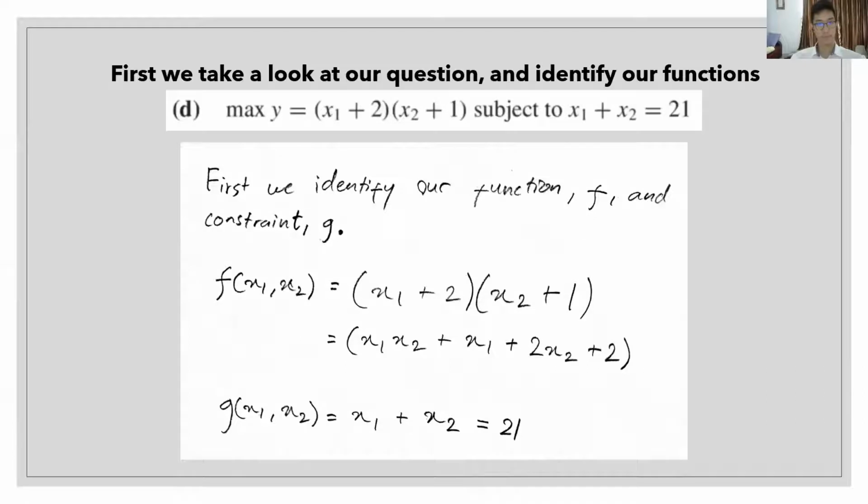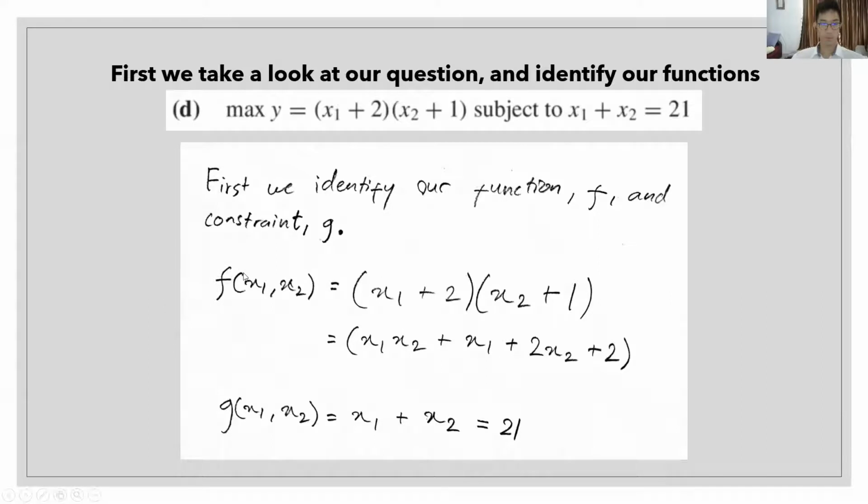So problem 1. First we have to take a look at our question, which is we have to maximize the function y equals (x1 + 2)(x2 + 1) with the constraint x1 + x2 equals 21. So first, to do this question, we need to identify what our function is and what the constraint is.